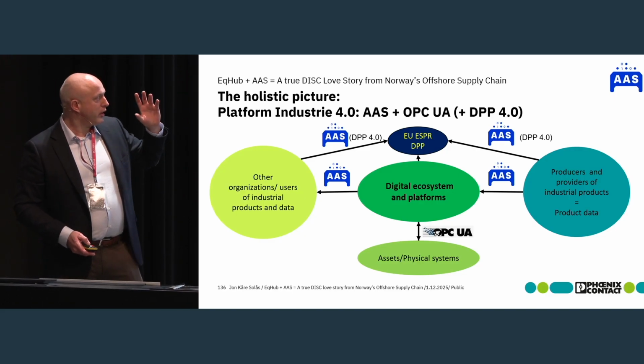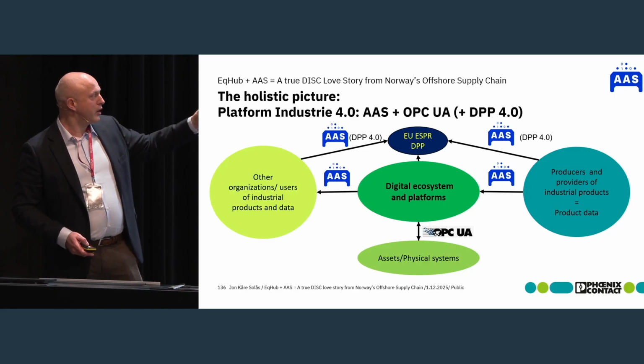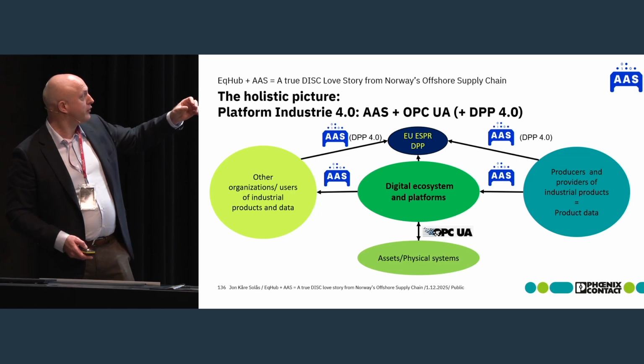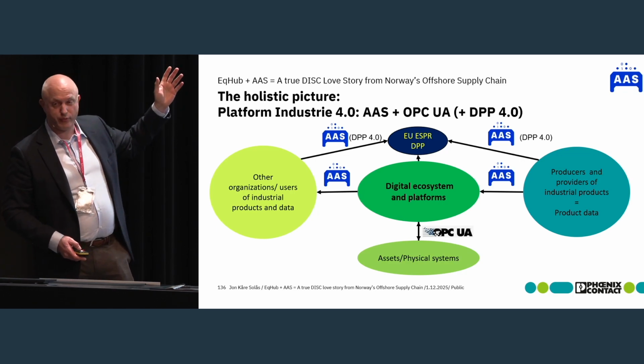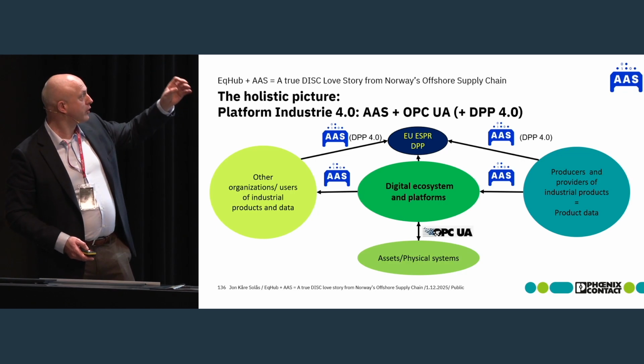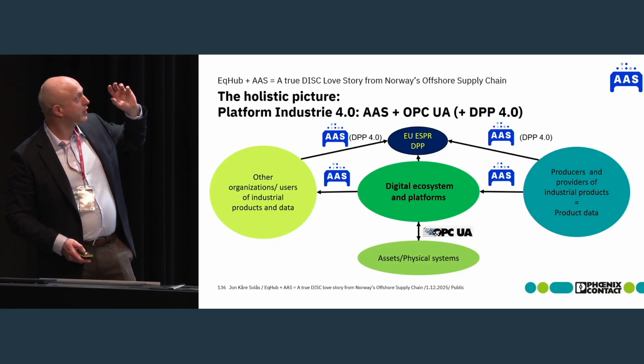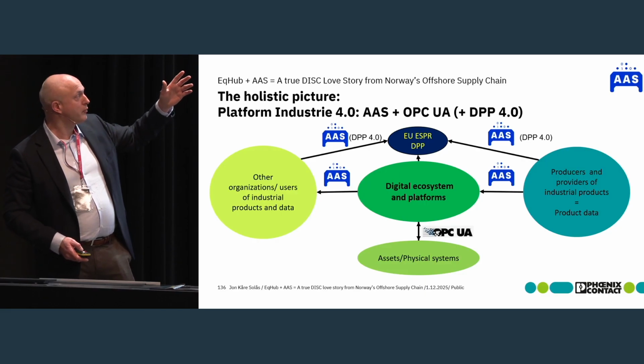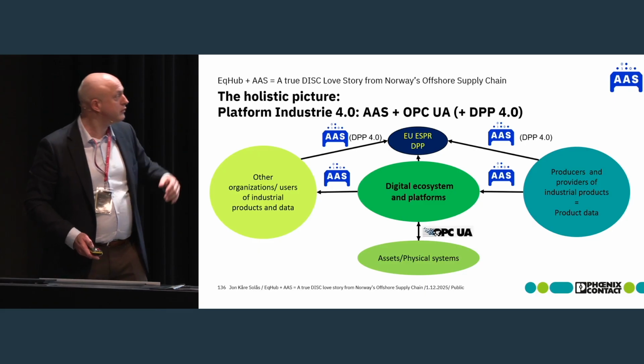And then you can connect to the assets and the physical systems using OPC-UA. And if you need to then provide on your information further, you can use AAS. Then you have the legal aspect, where you can provide DPP information, product carbon footprint, and so on, using AAS.